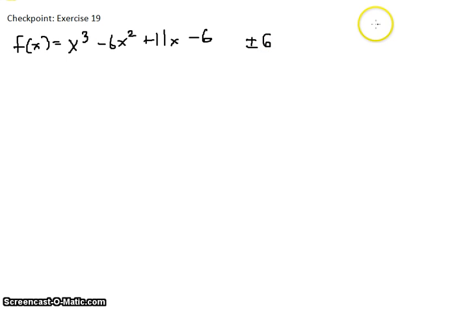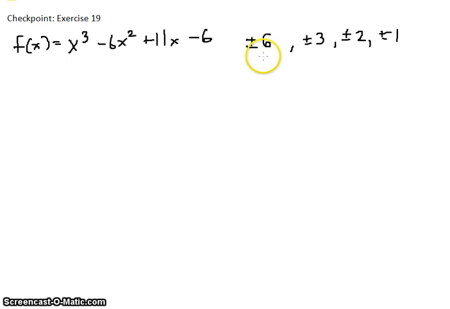Now for 19, they don't give you a graph to work with. They say just find all the rational zeros. And for 19, they give you a function. They say f of x equals x cubed minus 6x squared plus 11x minus 6. So the way this works, we're going to have to list plus and minus all the factors of 6. So plus and minus 6, plus and minus 3, plus and minus 2, plus and minus 1.